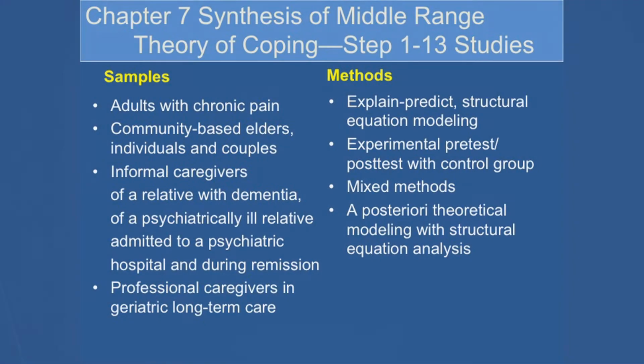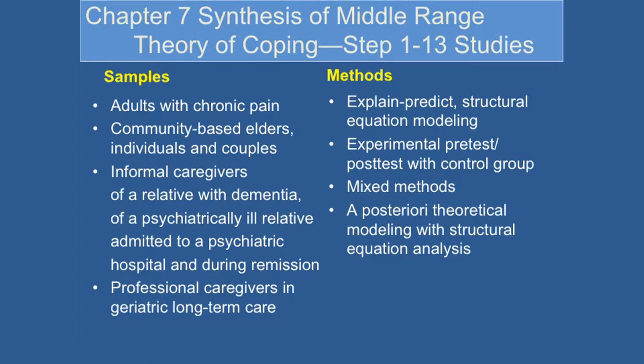So in chapter 7 then, there's a synthesis of the middle range theory of coping. And as I noted, it follows the series of steps we just talked about. But step 1 is the selection of studies. There were 13 studies selected here.